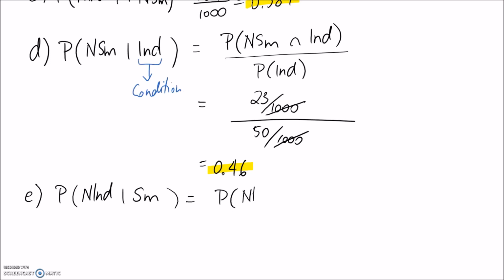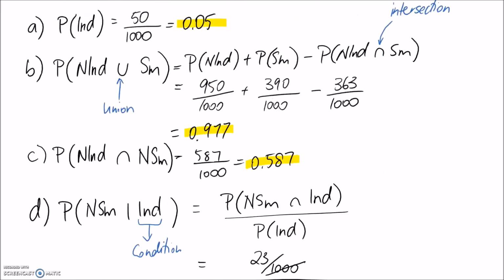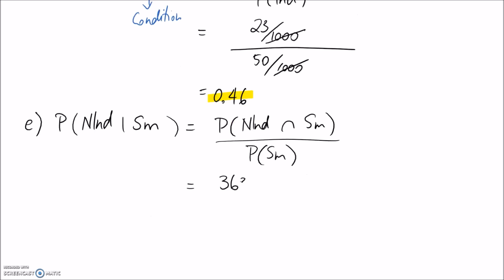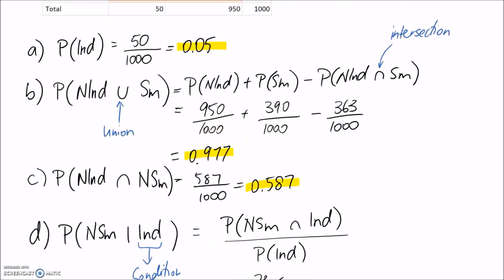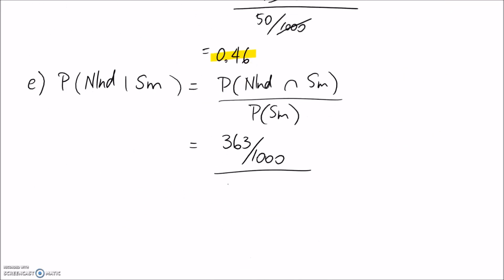So that means that we're looking for the probability of the intersection of the two events divided by the probability of what we've got as our condition. So we need the intersection of non-Indigenous and smoker. So non-Indigenous and smoker, the intersection is 363, and that's out of our total number of people of 1,000. And then the probability of being a smoker, take that from our margin, so that's going to be the 390 out of 1,000.